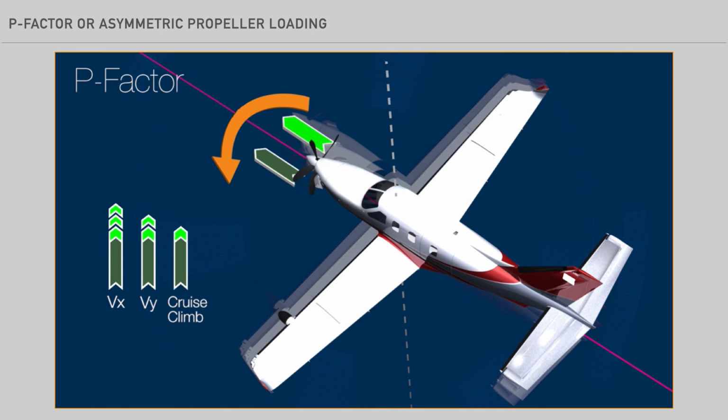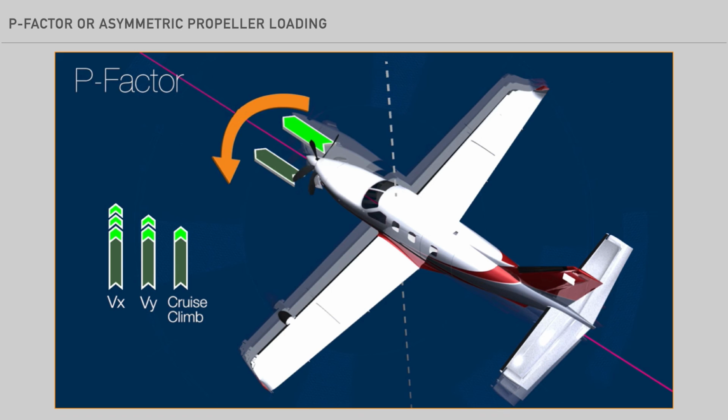Finally, P-factor, or asymmetric propeller loading. P-factor is caused by asymmetric lift produced by the downward moving blade when the airplane is pitched up, and therefore it experiences a larger angle of attack as compared to the propeller blade on the opposite side, which is moving upward. This relative increased lift on the downward moving blade causes the airplane to yaw towards the left.